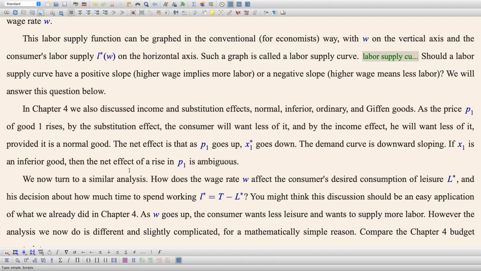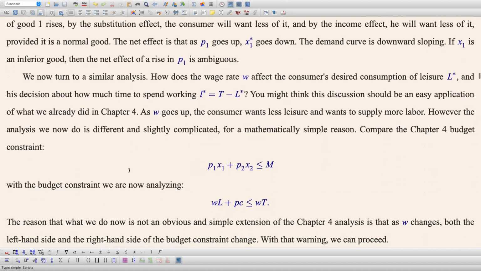Now, as I said, we're going to analyze the effects on our optimal choices as I change the parameters, so W and P. For instance, how does the wage rate W affect the consumer's desired consumption of leisure and his decision about how much time to spend working? You might think that this discussion should be an easy application of what we learned already, since as W goes up, the consumer wants less leisure and wants to supply more labor. However, the analysis we do now is different and slightly more complicated. Again, it's because now we're ordinal and we have two goods instead of just this simple one-dimensional thing.